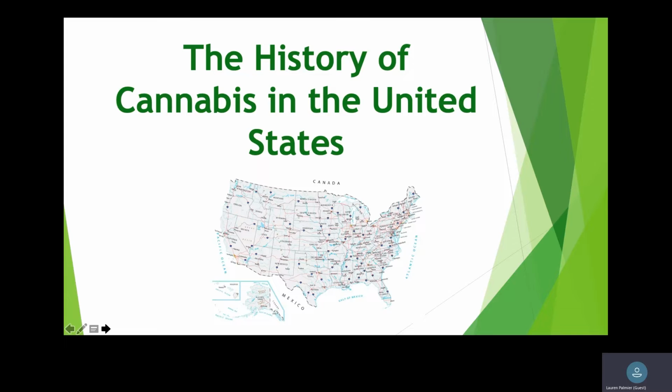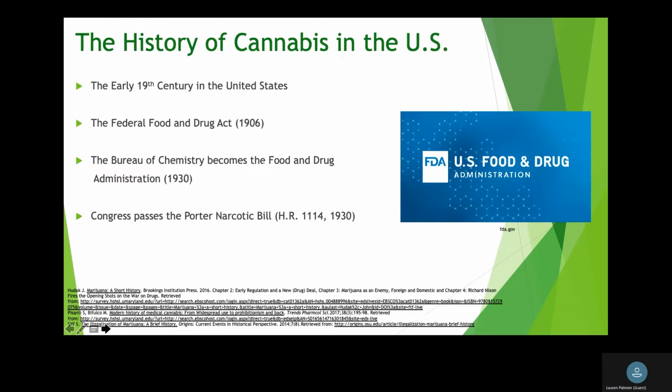So first, we'll talk about the history of cannabis in the United States. The medical system in the 19th century was very unregulated. Very little standardization was given to medical procedures or medicinal treatments. The government and medical community realized there needed to be a change to improve the quality and delivery of medicine and medical products. In response to this need, Congress passed the Federal Food and Drug Act in 1906.